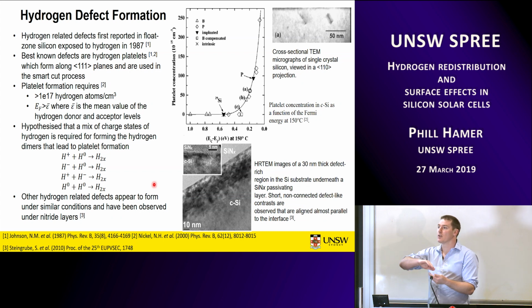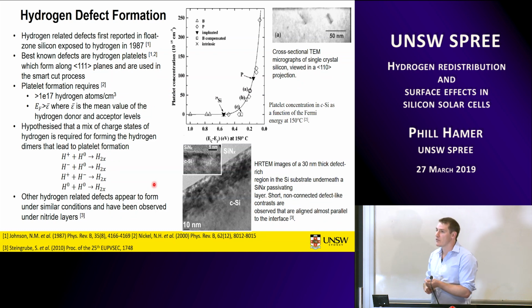And then obviously as you go to the bulk, the bands bend up and we get a crossover point almost exactly matched with the depth we see for where the hydrogen platelets start to nucleate. And we start to get a mix of H+ and H-, and we start to form these defects. Further down in this graph, you can see the conditions under which it forms.